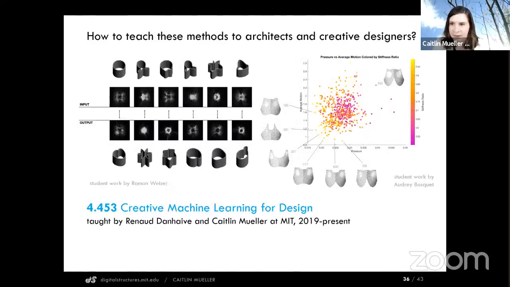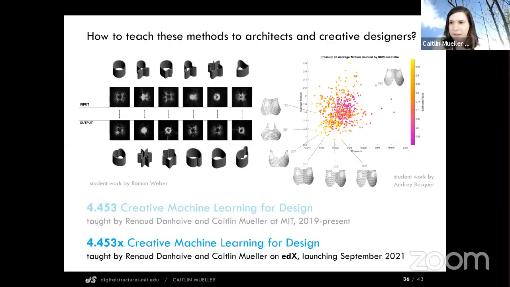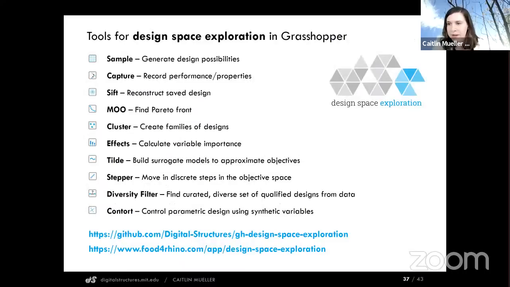We're working on disseminating these ideas also through teaching. My colleague Renaud Danhaive and I developed a class at MIT a few years ago called Creative Machine Learning for Design. And we're currently working on making that into a MOOC on the MITx and edX platform, which we hope will launch in September. So I hope some of you are able to join us for that. We also have a number of open source tools that are free for you to use in Rhino and Grasshopper that you can access here.